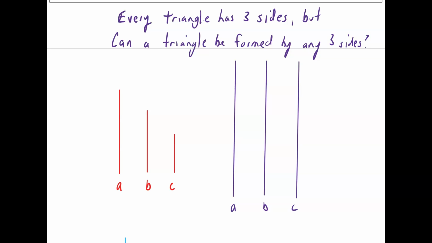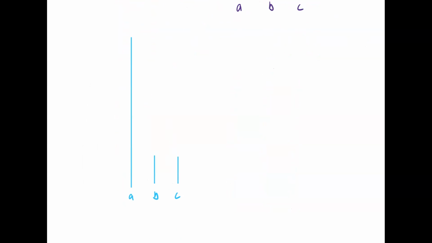So I gave a couple of sets of sides, and if you look at these three sides, A, B, and C in red, you can imagine a triangle being formed by them. And if you look at the three sides in purple, you can imagine a sort of equilateral triangle being formed by them. But what if we had a triangle with these three sides here in blue? What if we tried to draw a triangle based on those three sides?